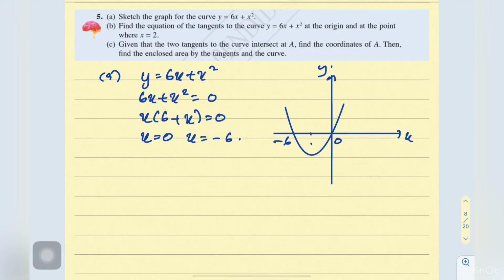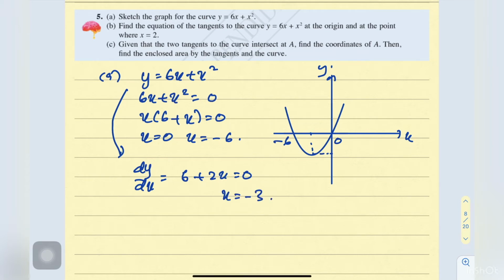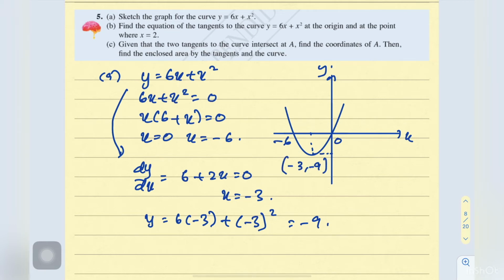This one is negative 6, this one is 0. To find the minimum point, dy/dx equals 0, so we differentiate. So dy/dx equals 6 plus 2x equals 0, so then x equals negative 3. When x equals negative 3, y equals 6 times negative 3 plus negative 3 squared, so equals negative 9. So this minimum point is negative 3, negative 9. So this is our graph.